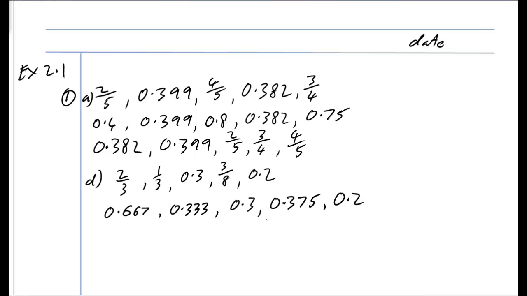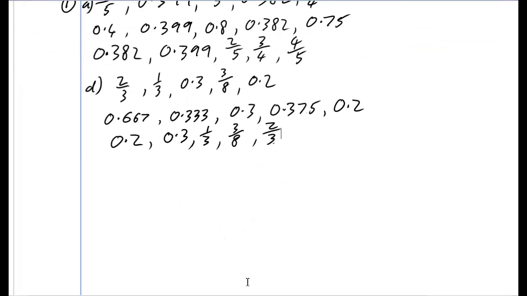Now, let's get those from smallest to biggest. Smallest is 0.2. So write them in order from the smallest, 0.2. The next one is 0.3. The next number is 0.333, which is a third. So we write a third. The next number is 0.375, which was 3 on 8. And the next number was 0.667, which is 2/3. So there we go. What I want you to do is do number 1. Now number 2. Let's have a look at number 2.